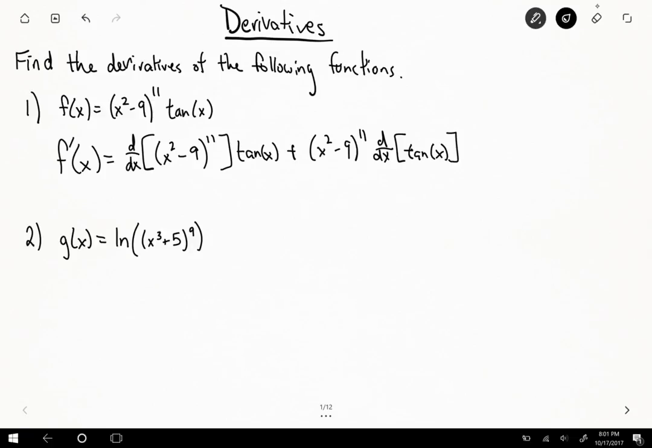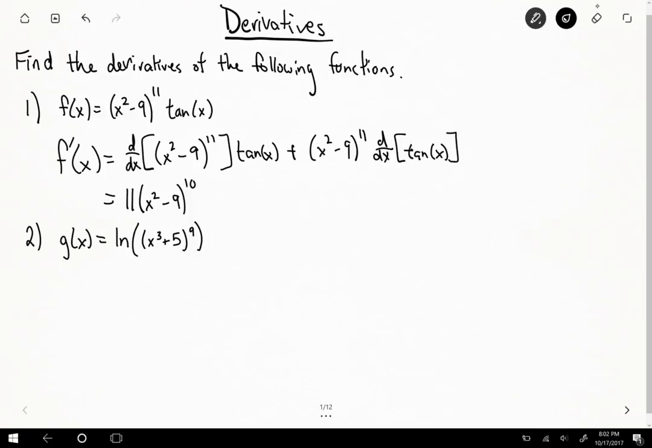Now, where do we go from here? Well, the next place that we can go is just taking our derivatives. When you look at this, this is a chain rule that's going on with this piece. The 11th power is the outer function essentially, so we can use that power rule. So you go 11 times x squared minus 9 raised to the 10th power. But now we need to take the derivative of the inside.